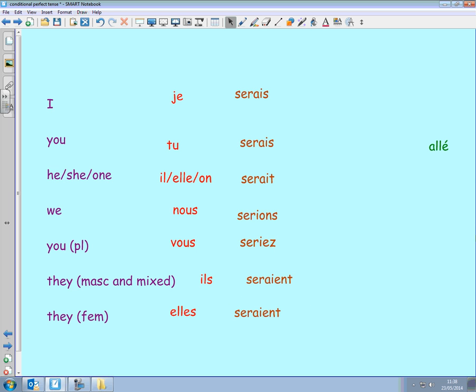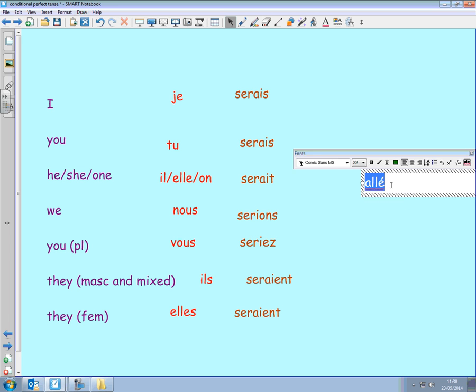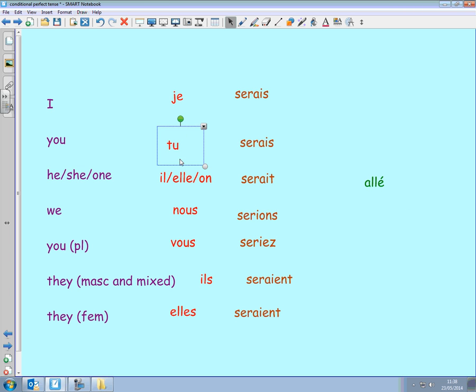The only difficulty with this bit is you have to remember that this has to agree with whichever person you're talking about by adding e's or s's, whether they're feminine or plural. If you're not sure what I'm talking about, go back and have a look at the perfect tense, and then I'll explain more. So let's have a quick practice, and then you can have a go by yourself.